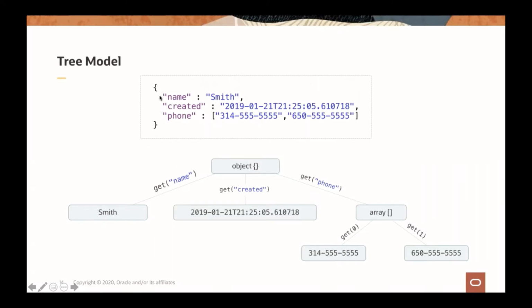So here we've got a JSON value for a programmer named Smith. He's got a created attribute and a phone attribute with an array containing 2 strings. And this depicts how that would be represented in a tree data structure.